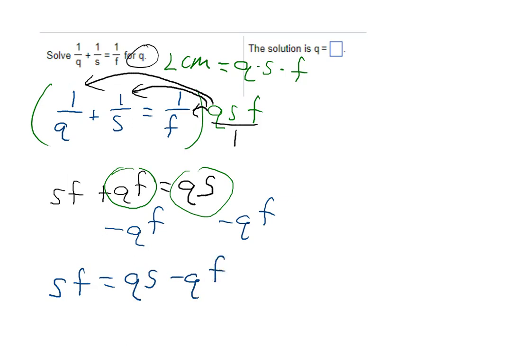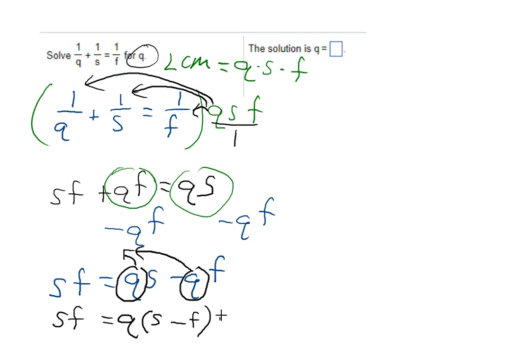And here's the trick you have to know in order to get to the finish line. Now that you have all your terms with Q on one side of the equation, there's a common factor for these terms, so we can factor it out. I'm going to factor out a Q from both of these terms, write it one time out in front, and then what's left over is S minus F. This side is still SF. So we have SF equals Q times S minus F.